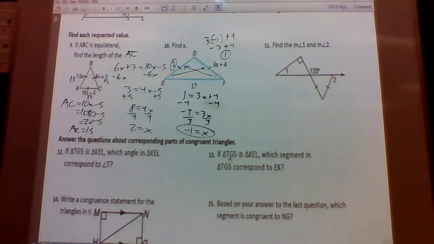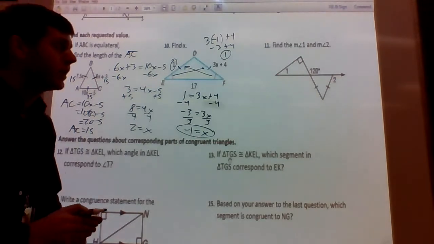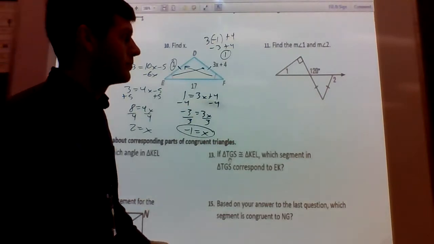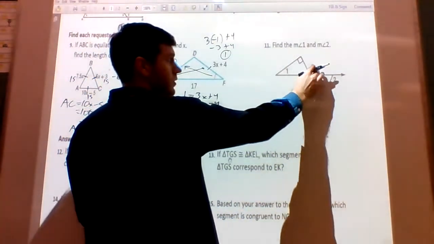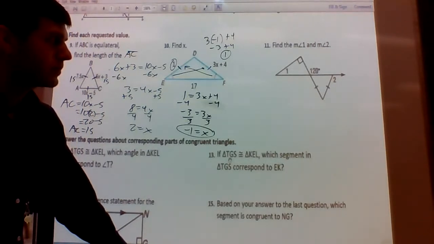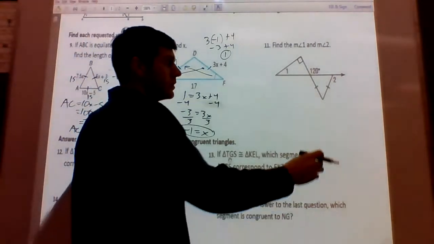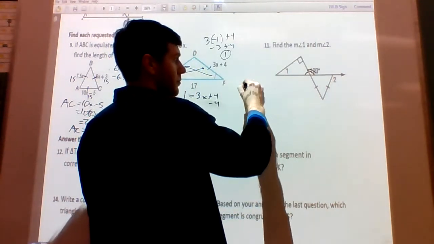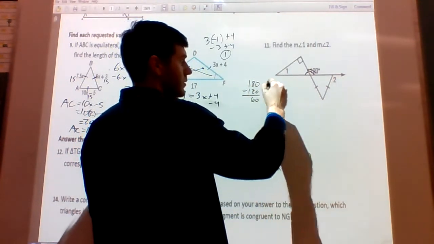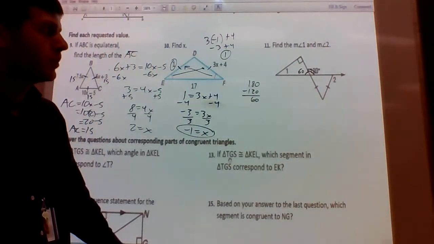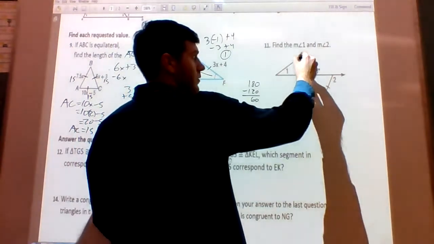Okay, number 11. Find the measure of angle 1 and the measure of angle 2. So they're giving us this angle is 120 degrees. Okay, so we notice these angles form a linear pair. So 180 minus 120 is going to be 60. So we know this angle is 60. We have a right angle here, so we know this angle is 90.